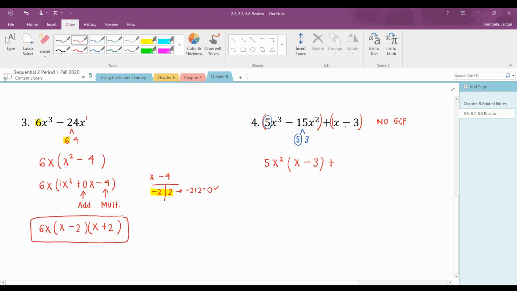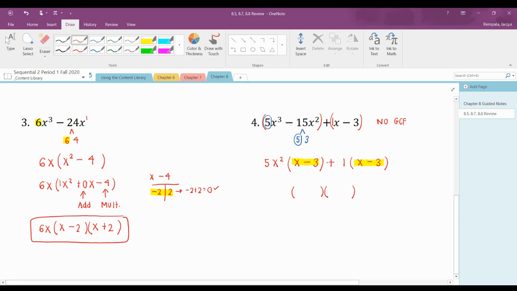I see x minus 3 in parentheses. Well, x minus 3, there's no number or variable that they have in common. But I still have to put something outside of the parentheses. Well, what do I put outside of the parentheses that doesn't change it? I put the number 1. So then I'll still have that x minus 3. And remember, when we factor by grouping, I need to have the same thing left over in parentheses. So then that's going to be almost my final answer.